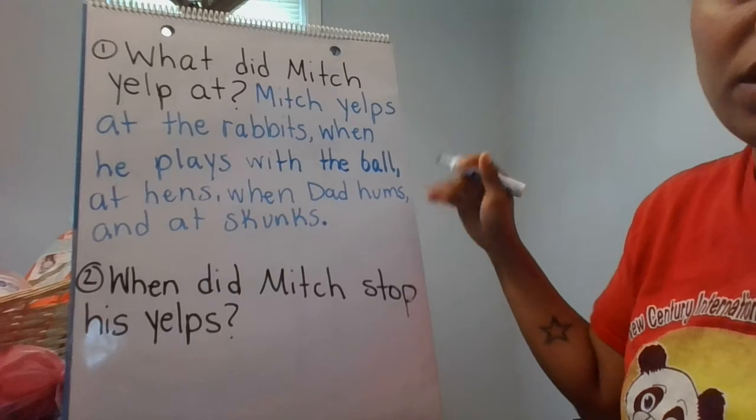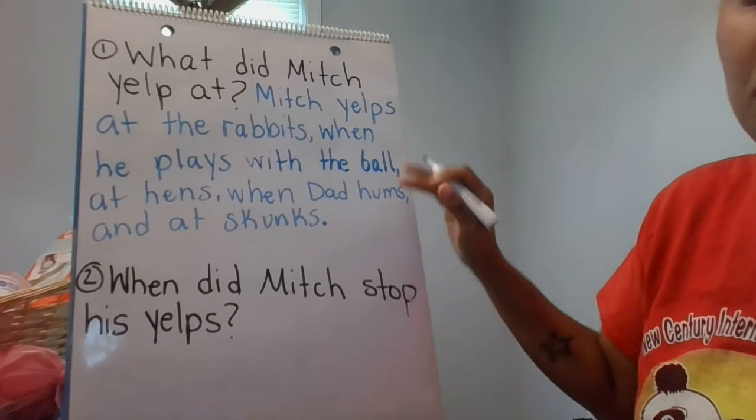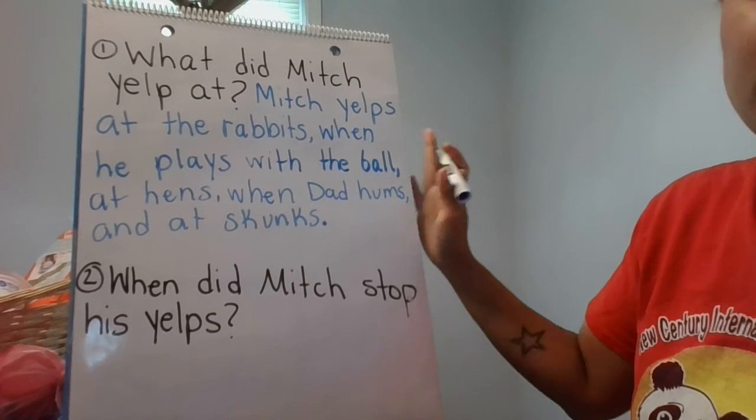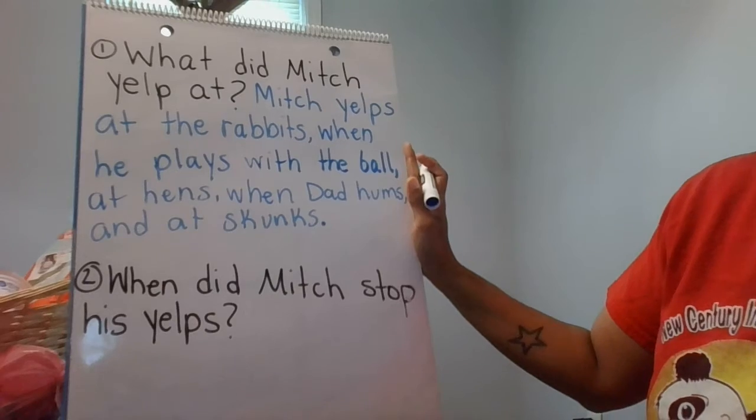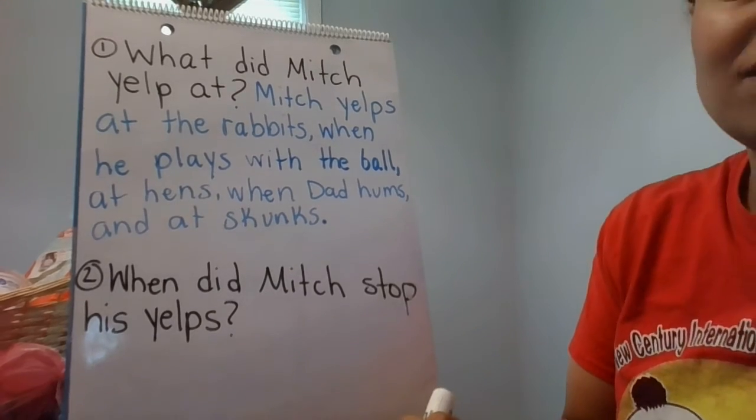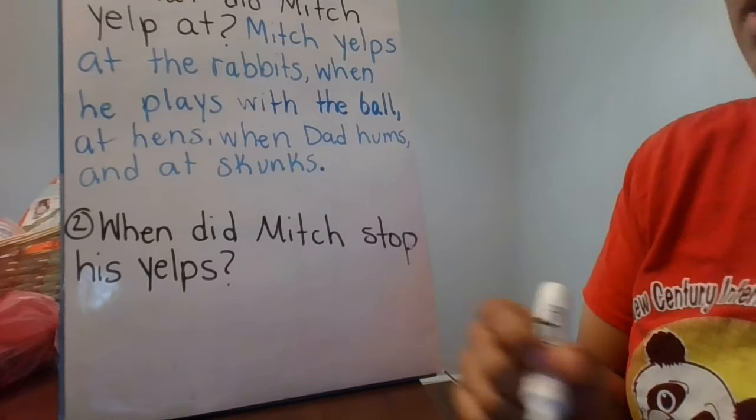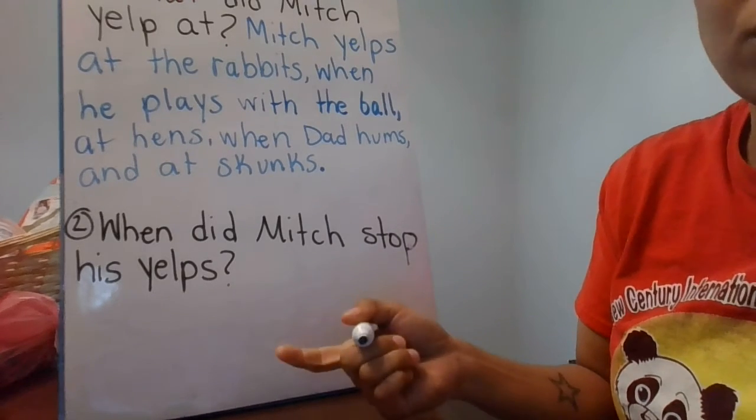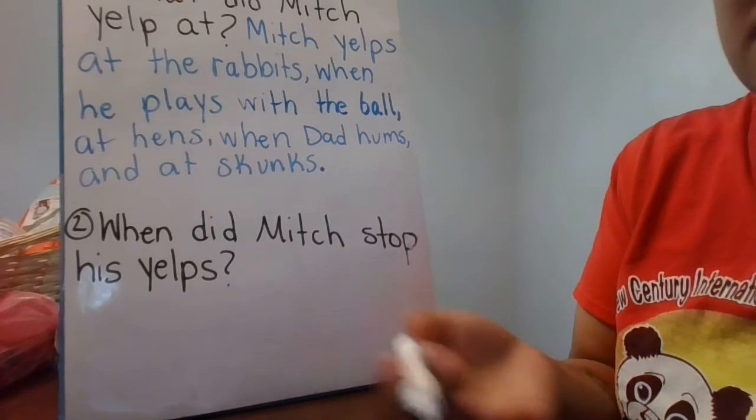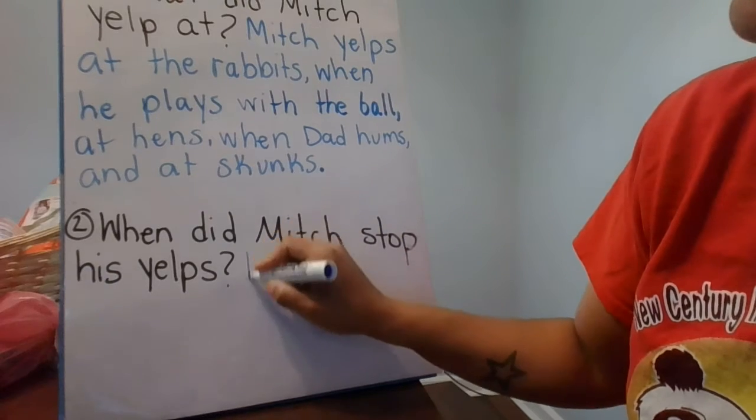Now, if you pause the video and you did some examples a little different or from the main idea chart, that's okay, as long as they were the correct examples. So when did Mitch stop his yelps? And we saw this at the bottom of the story. He only stopped when the owner tells him to yelp. Like we said, he's being a little bit stubborn.